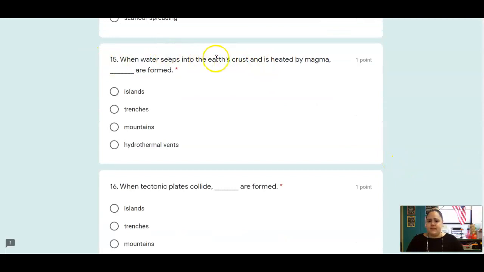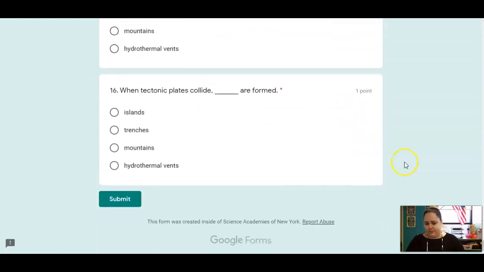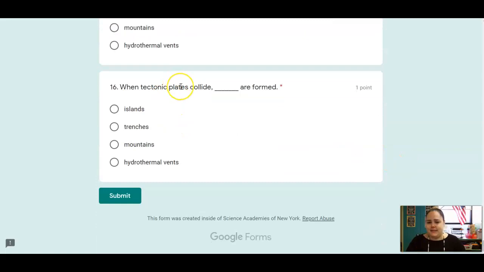When water seeps into the Earth's crust and is heated by magma, which one of these is formed? Look for those definitions. Number 16, when tectonic plates collide means crash into each other. So when those two tectonic plates are crashing into each other, which one of those is formed? All right, let's head over to skills.